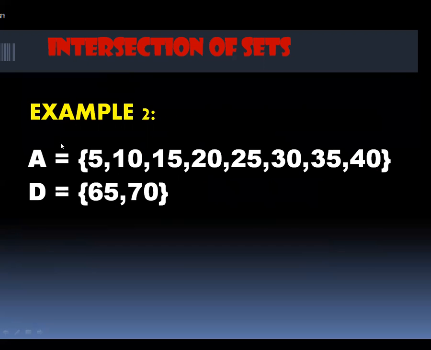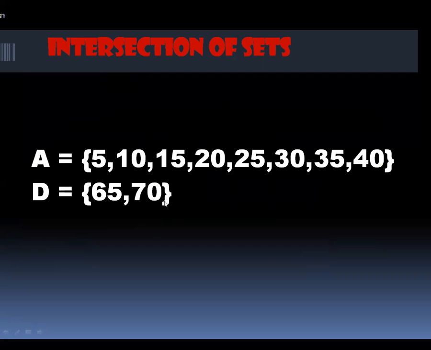Okay, another example. Set A is equal to 5, 10, 15, 20, 25, 30, 35, 40. Set D is equal to 65, 70. So, are there any elements common to sets A and D? There are no elements common to the two sets.